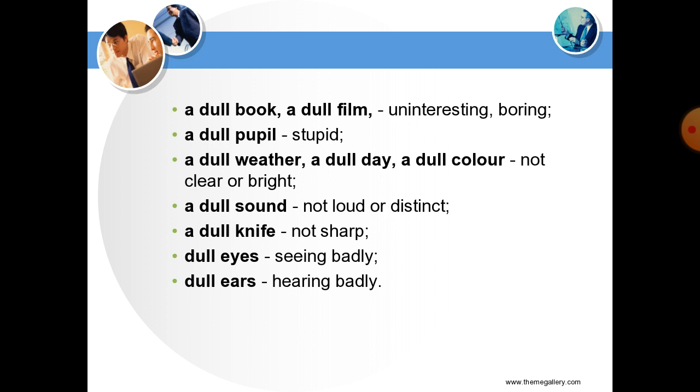The sixth, dull eyes, seeing badly. And the seventh, dull ears, means hearing badly. As you can see from this structure, the adjective dull with different nouns forms new word groups like a chain, which are distinguished into separate meanings. In most cases, in the semantic development of a word, both ways of semantic development are combined.